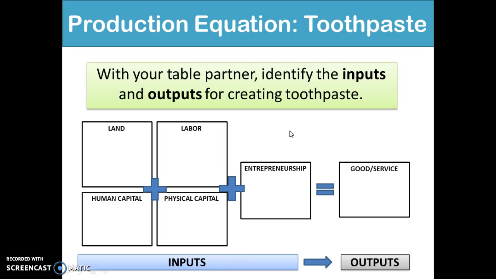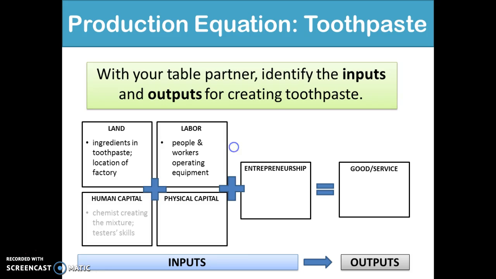Okay, so maybe you've had a chance to watch that video on toothpaste and identified some of the factors of production. This is actually on page 8 in your unit packet. Some examples of the land would be any of those ingredients that are in the toothpaste, and even the location of the factory, the plot of land that the factory sits on. Labor would be the people and workers operating the equipment. It could be a chemist, could be a taste tester. Human capital would be the knowledge and skills of, for example, the chemists or the taste testers.